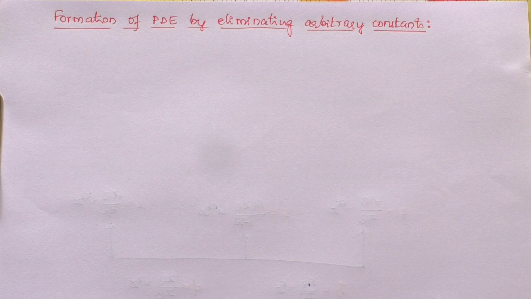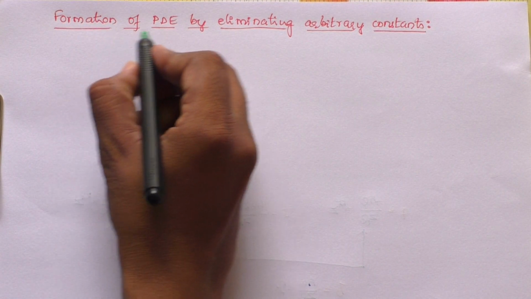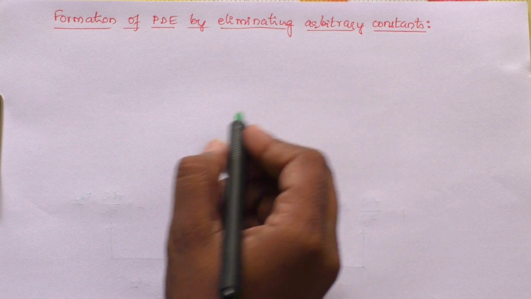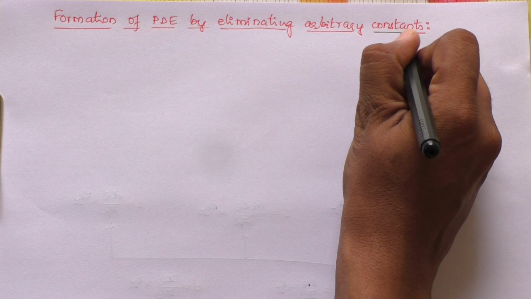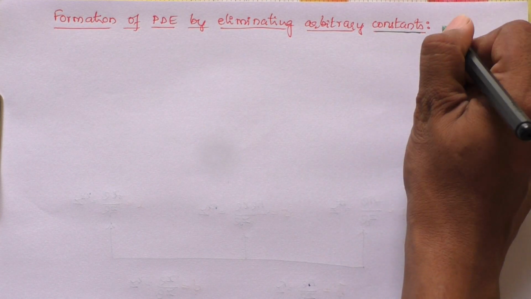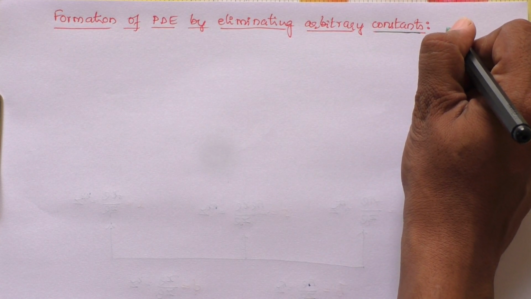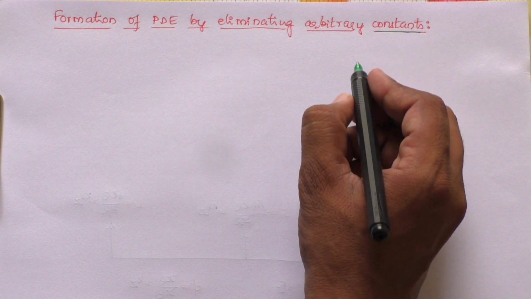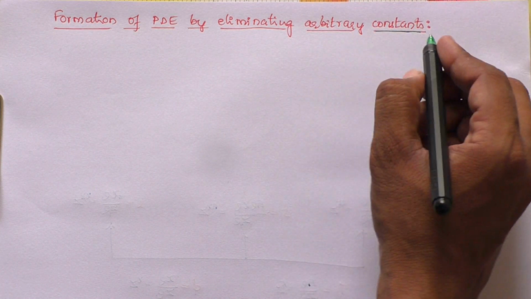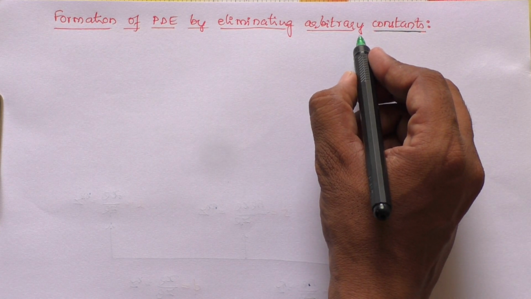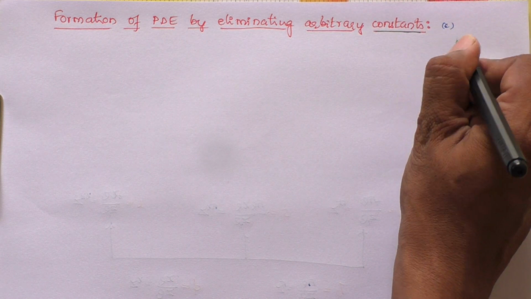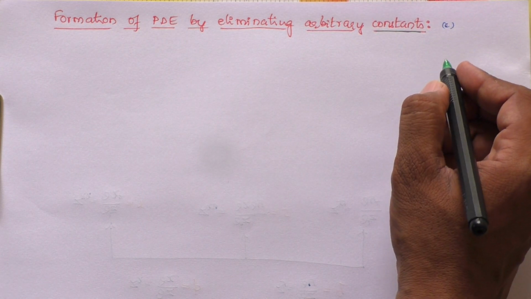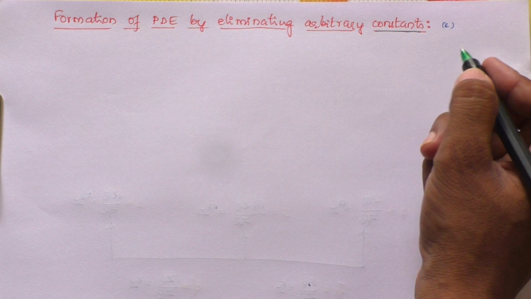Hi friends, in this video let us discuss the formation of PDE by eliminating arbitrary constants. So we know that constants can be classified into two types. One is called a fixed constant, like 10, 20. Arbitrary constants are the terms like plus c or a, b that we consider whenever we integrate.